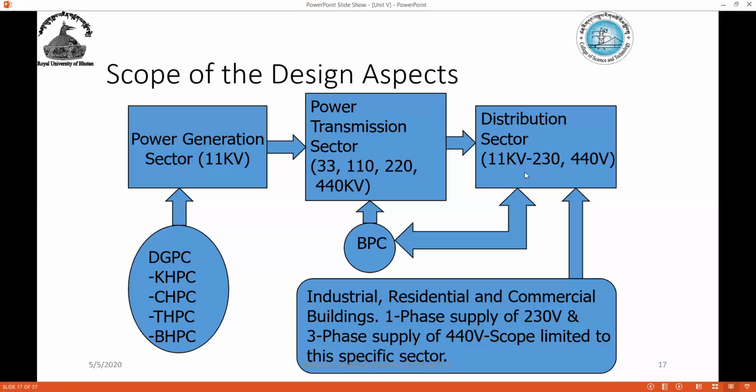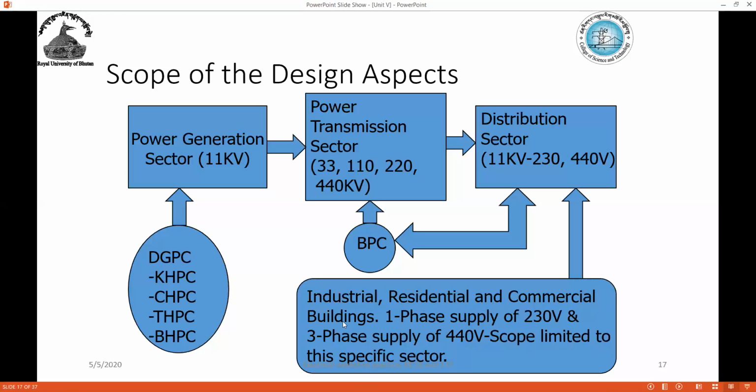11 kV is a medium voltage, and then we have single phase voltage at the low voltage, 230 volt, and then we have a three phase low voltage, 440 volt. Now this transmission and distribution sector is taken care of by the BPC. And if you're planning to design for the electrical wirings, then we should be focusing on this area. The rest are the industrial buildings, the residential buildings, commercial buildings.